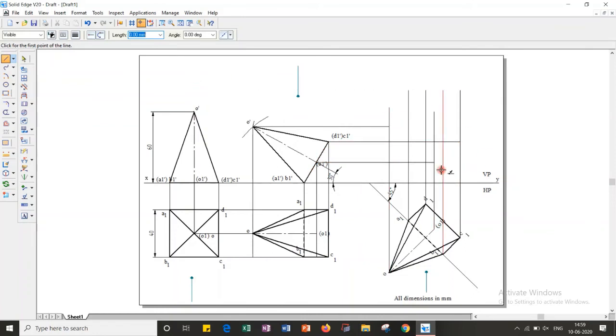Now locate different points in final diagram. I will start with A1 point. This is the vertical line from A. This is the horizontal line from A1. These two will intersect here. So this point is A1 dash. Next, this is the vertical line from B1. Horizontal line from B1. These two lines will intersect here. So this is point B1 dash.